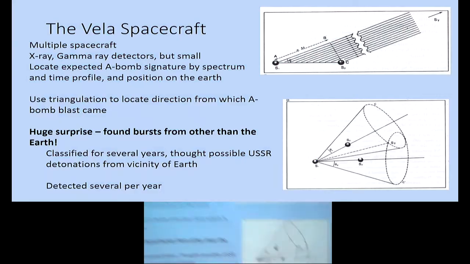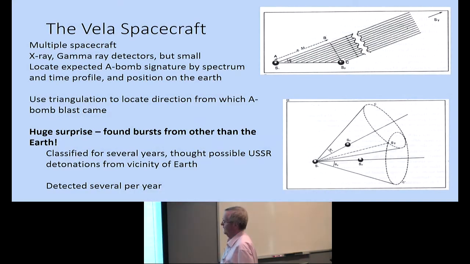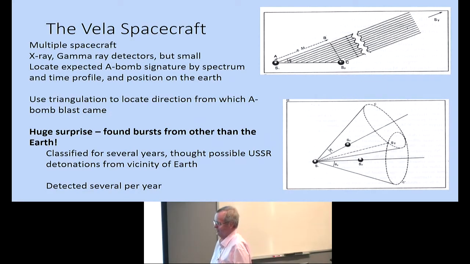And they actually had, a couple times a year, some indication. They had bursts that they observed. And they thought at first they might be the Soviets setting off rockets away from the Earth to hide where they were setting off these weapons and detonating them. So they were classified from 1967 until 1973. We didn't know about them at the time.